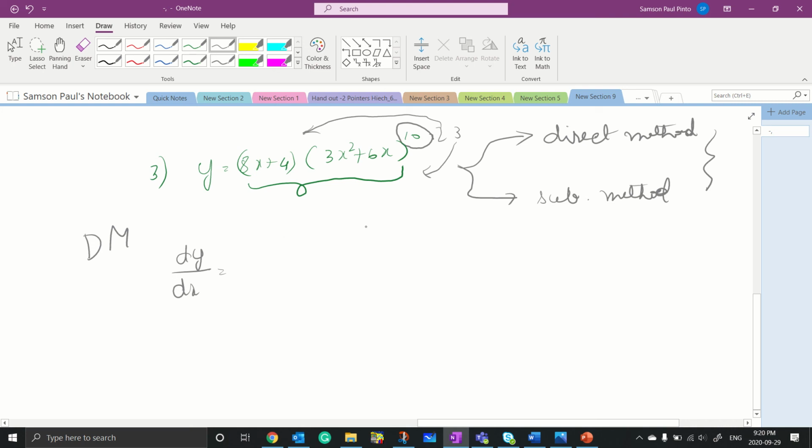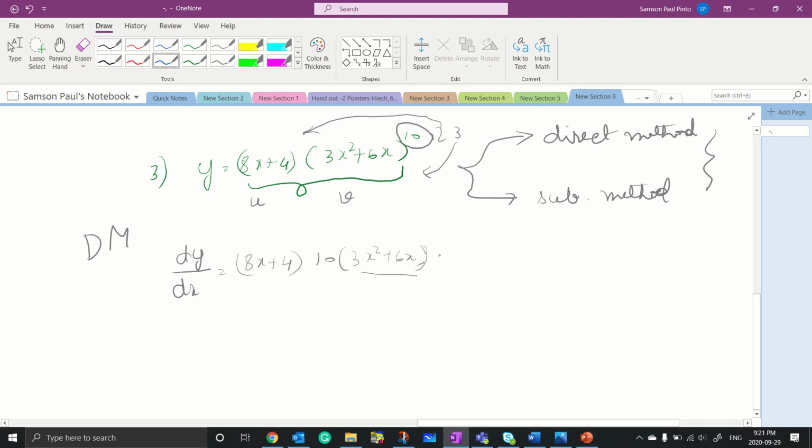Let us do the direct method first, and let me apply the uv rule. This is u, this is v. I am not going to write the formula, I'll just practice this. 8x plus 4 into dv by dx, that is 10 (3x square plus 6x)^9 into differentiation of 3x square plus 6x. I'm following the direct method here without even writing the differentiation, so that you know how to do it, into differentiation of this term.